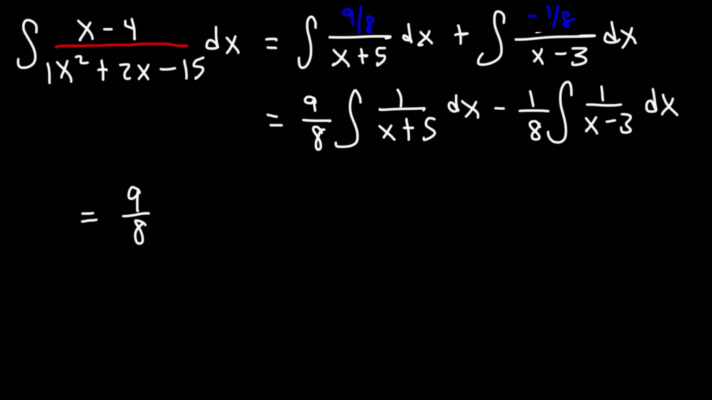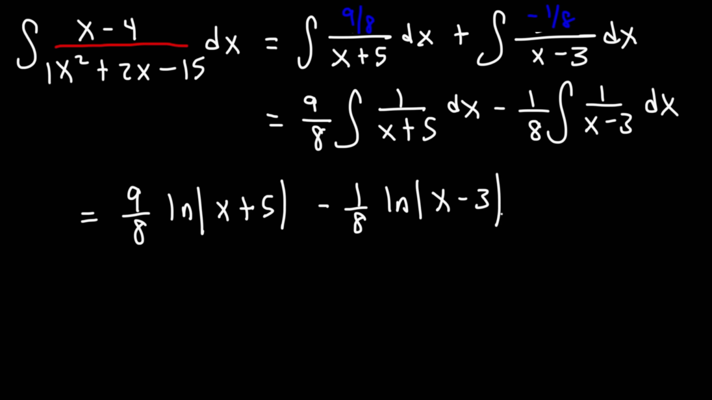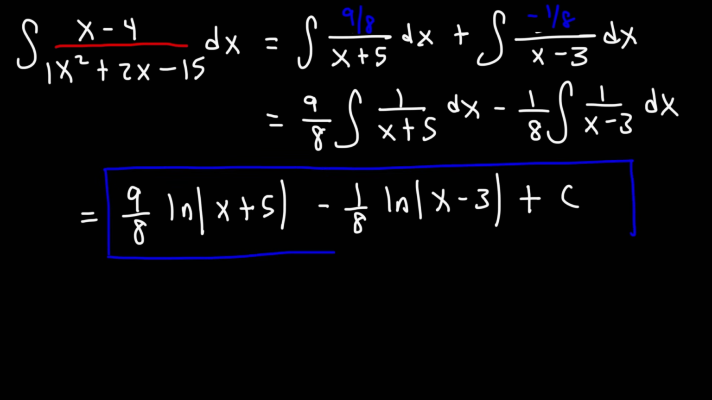The antiderivative of 1 over x plus 5 is going to be the natural log of x plus 5. And then the antiderivative of 1 over x minus 3 is going to be ln x minus 3. And then plus c. Since the constants in front of ln are different, it might be good to leave it in this form. Now you could still combine it into a single log expression if you want to.